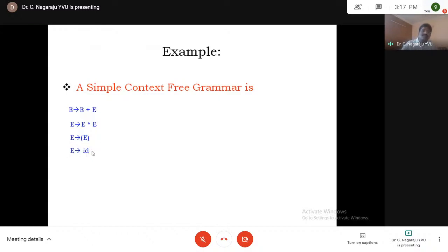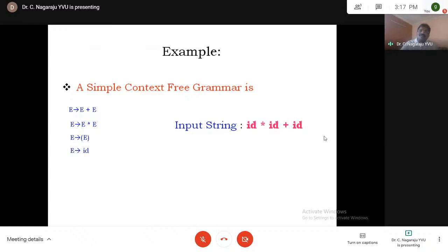So E can have the form of ID. ID means identifier or variable. So suppose these are the grammars in the context-free grammar. Suppose we define this context-free grammar, and we are giving one input string: ID star ID plus ID. That means identifier 1 into identifier 2 plus identifier 3, like A into B plus C.